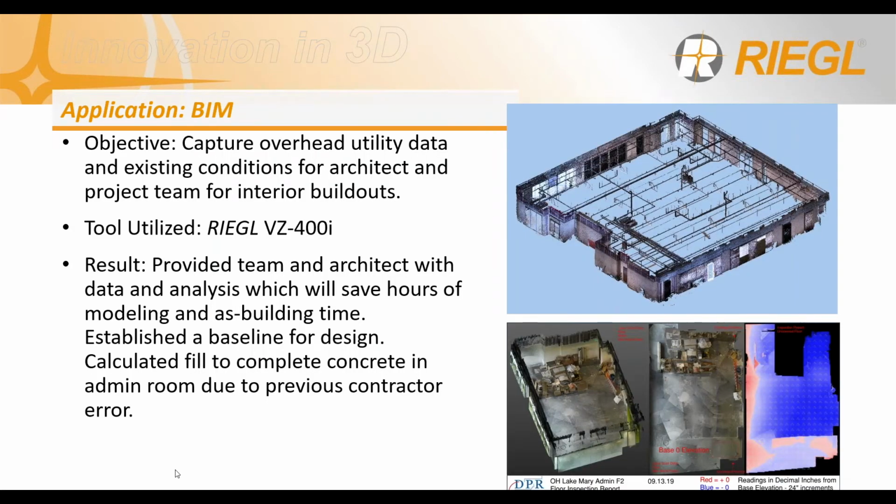This slide here shows an example of how LiDAR can be used for BIM applications. This project in particular had the architect and project team asking for the data for the interior build-outs. The LiDAR data helped capture that overhead utility data in existing conditions on the site, and then the resulting information and analysis was provided to the architect and project team. This helped to save them hours of modeling and as-built time, and it also established a baseline for future design.